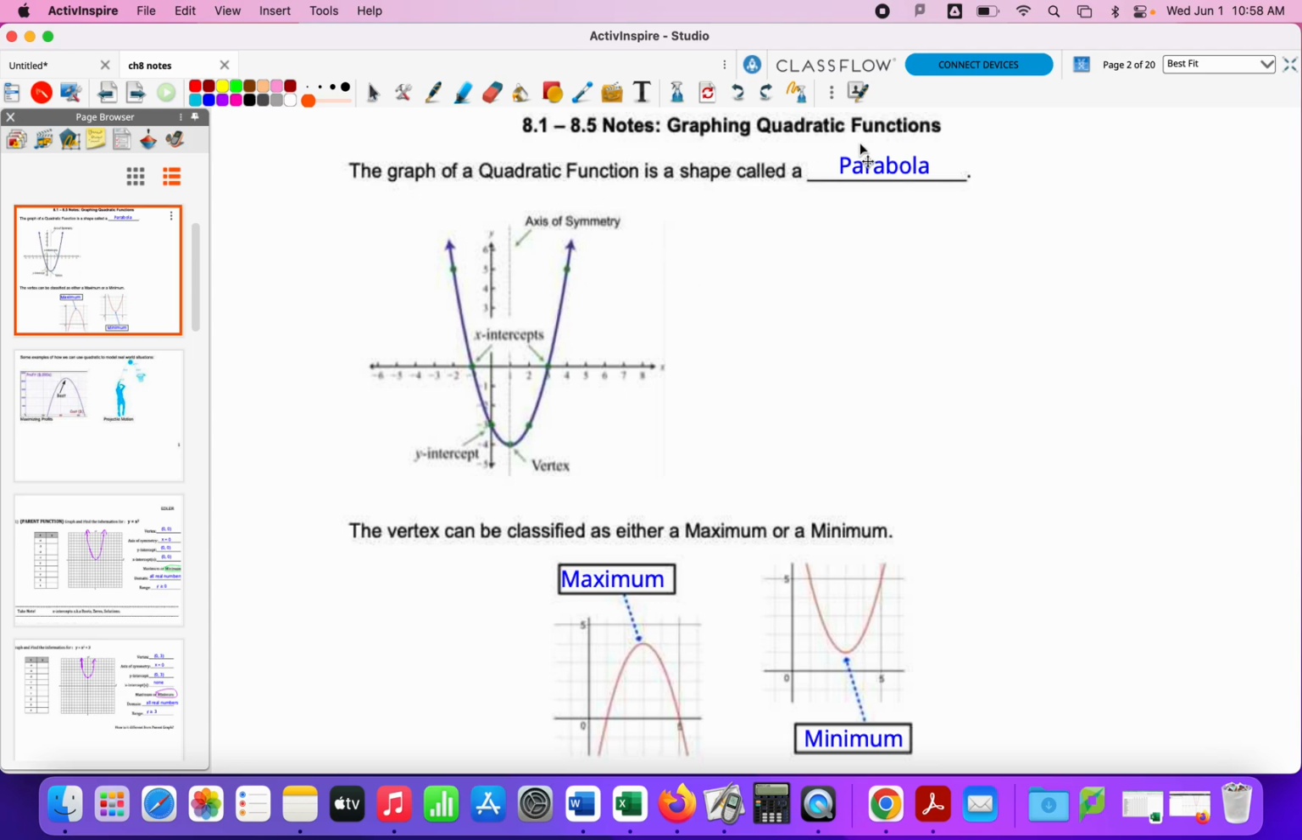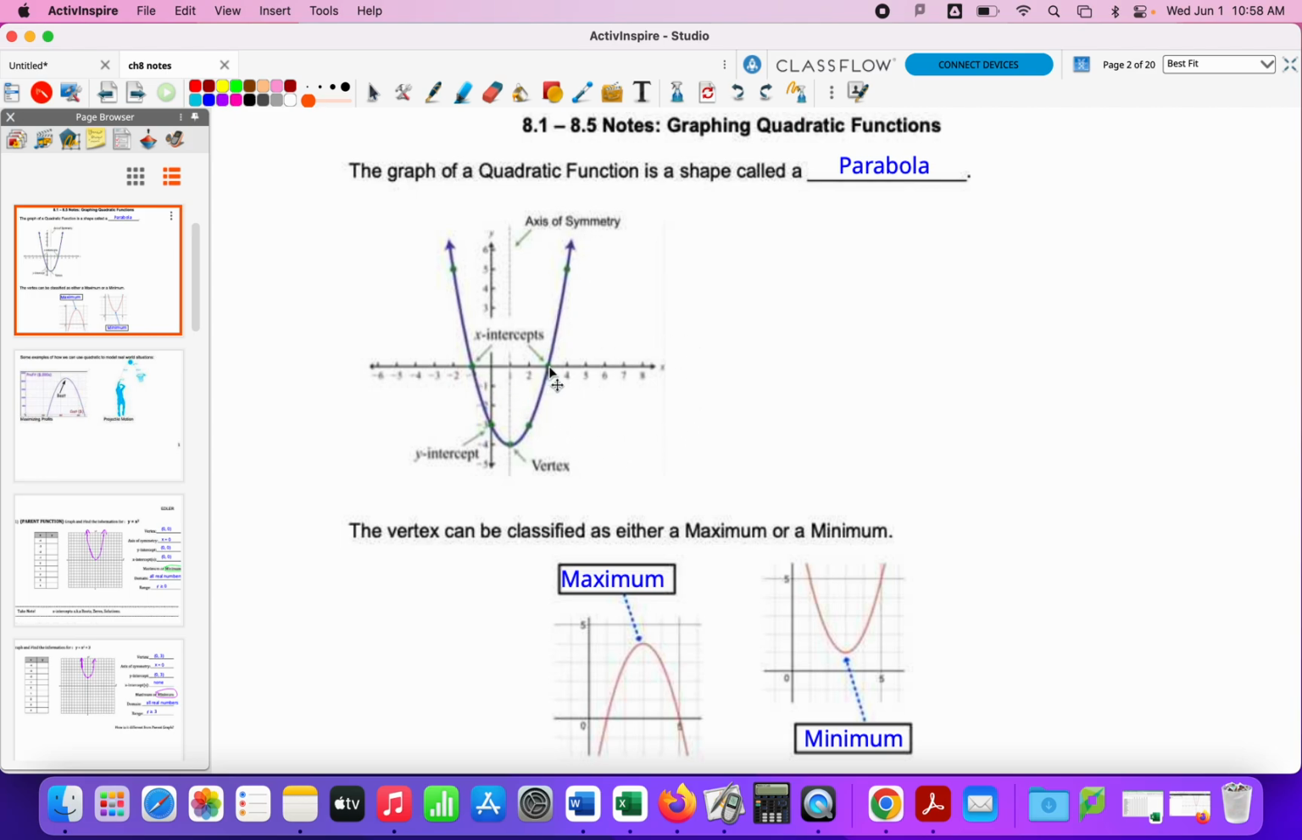In these sections, we'll cover basically how to graph a quadratic function, and we'll get into more what the equation looks like. But right now, we're just talking about what the shape looks like. When you graph a quadratic function, we are going to be dealing with a shape called a parabola. So instead of a line, we're going to have this curve shape here. Notice a couple of key features of it.